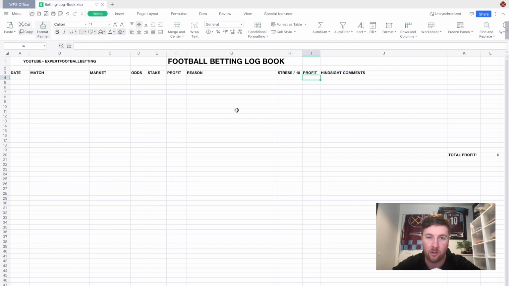The profit column, that's obvious. We don't need to go through that. Just, if you lose, you put what your stake was, -10, for example. If you win and the profit's £20, bang, £20.